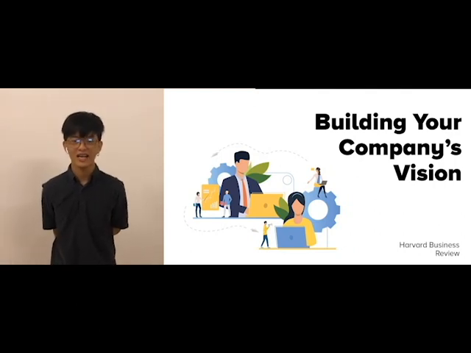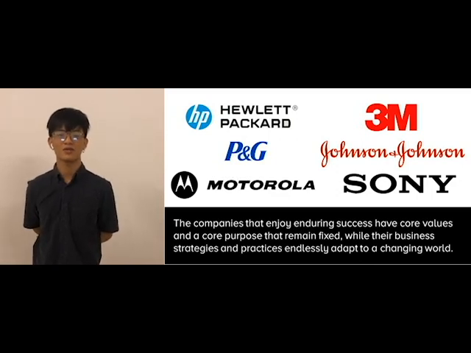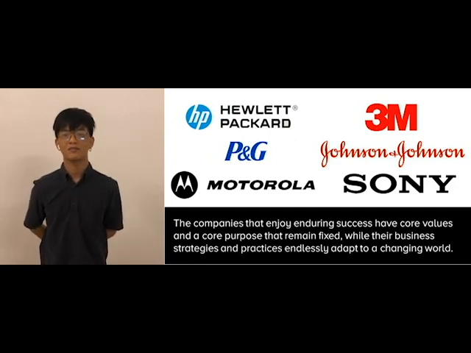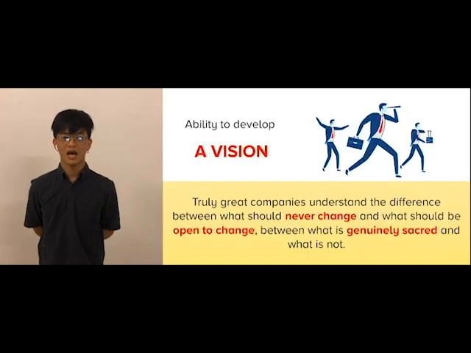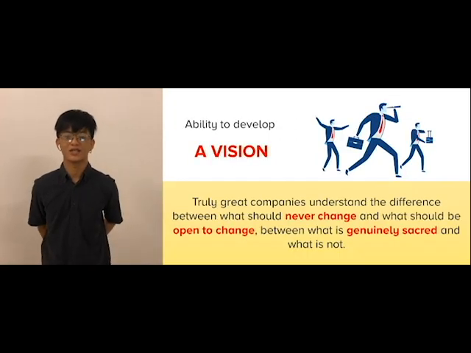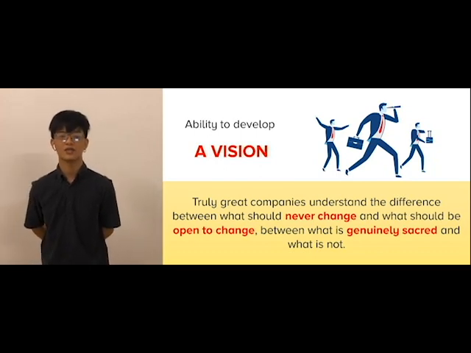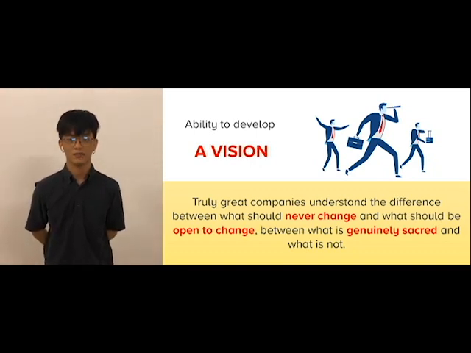Here are some businesses that enjoy enduring success: they have core values and a core purpose that remain fixed, while their business strategy and practices endlessly adapt to the changing world, like Motorola, P&G, 3M, Sony, and so on. They have the ability to develop a vision, and they understand the difference between what should never change and what should be open to change, between what is sacred and what is not.